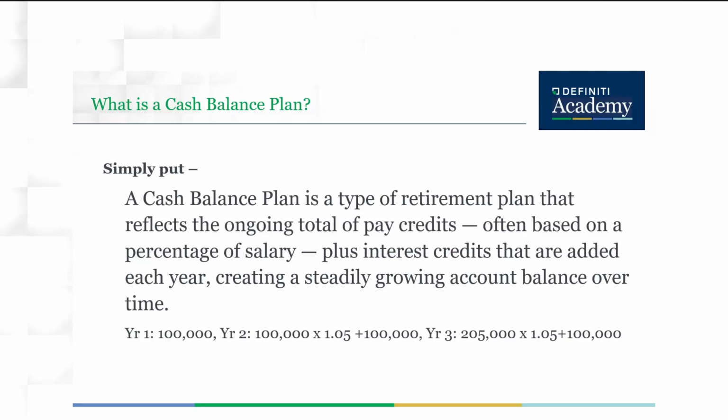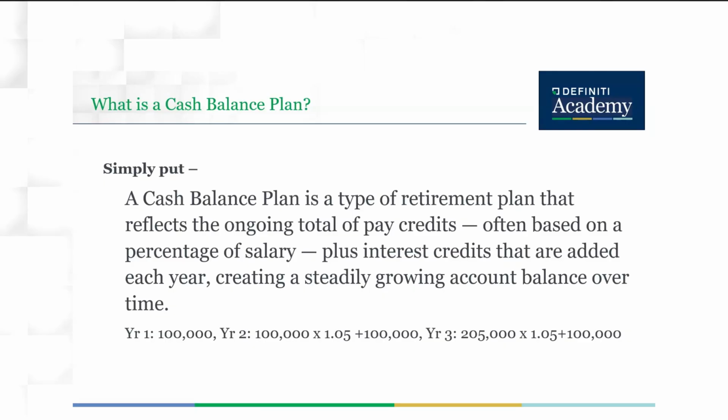The first 100,000 picked up 9 years of 5% compounded interest. The second 100,000 picked up 8 years of 5% compounded interest, all the way out to the last year, where the last 100,000 did not pick up any interest. That last deposit was made in, say, May 2036. The grand total of all of the cash balance plan in our example after 10 years would be 1,257,789.